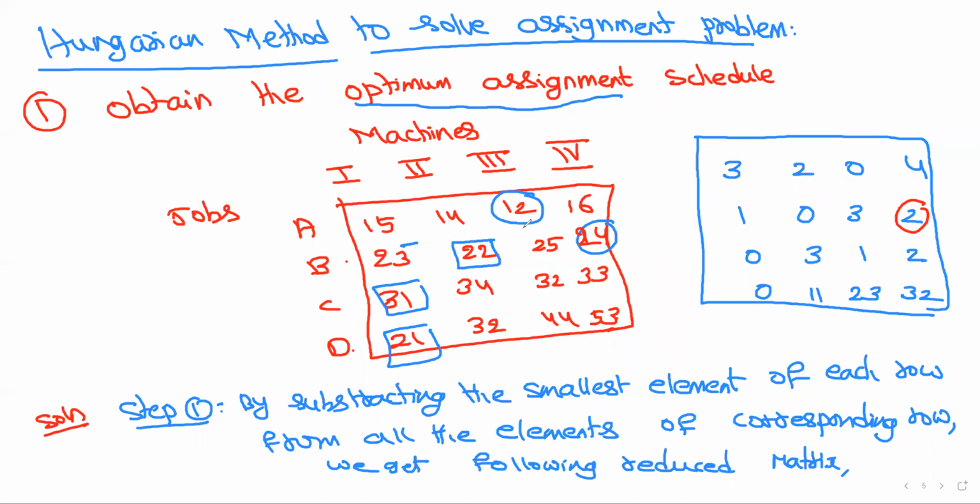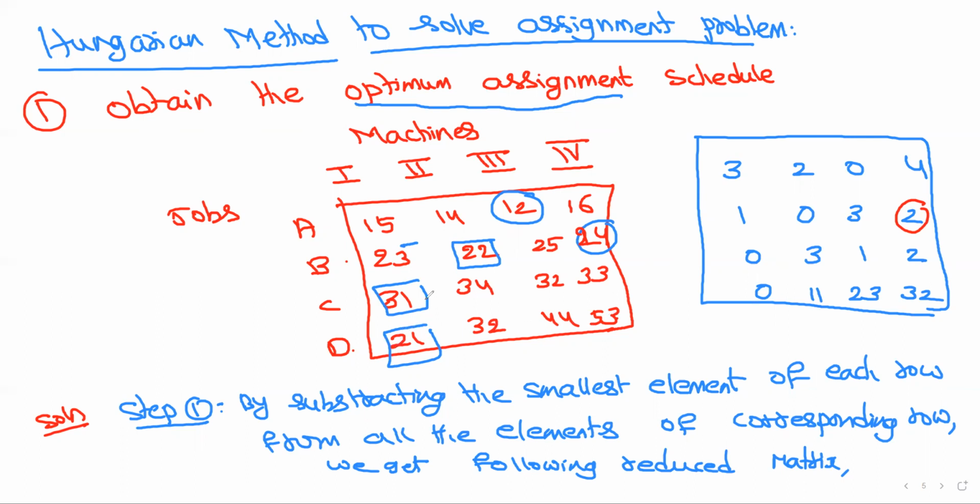In the first row, what is the least element? We have 12. I subtract 12 from each element of that row only. In the second row, the smallest element is 22, so I subtract 22 from each element. In C, the 3rd row, the smallest element is 31, so I subtract it from each element. In the 4th row, the smallest element is 21, so I subtract 21 from all the elements.